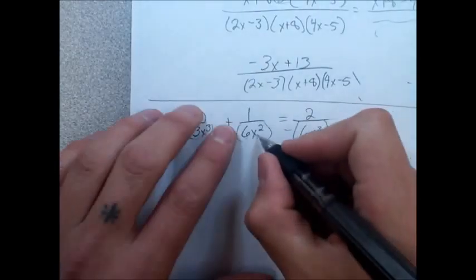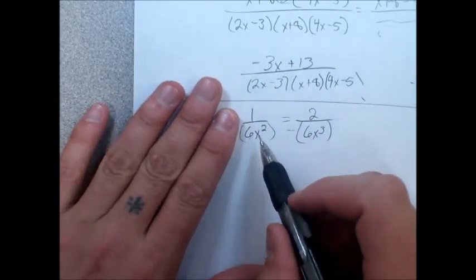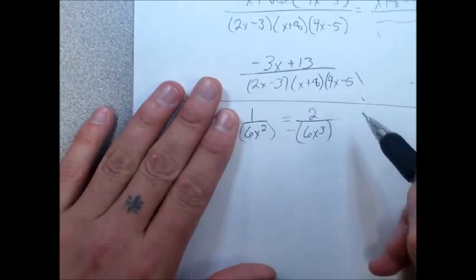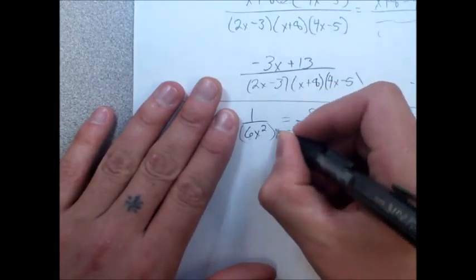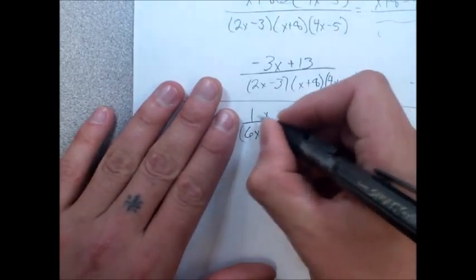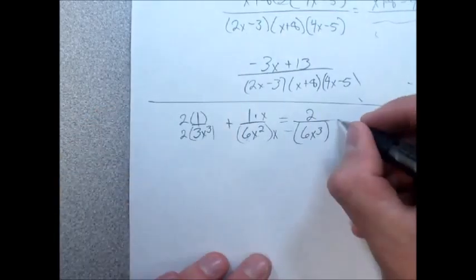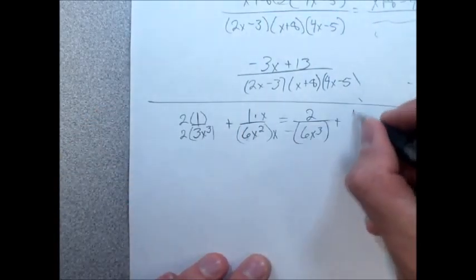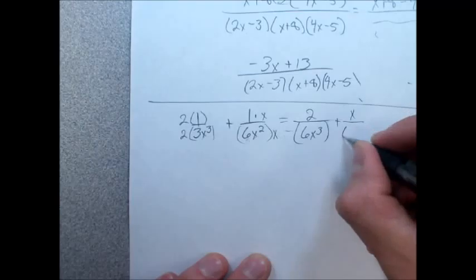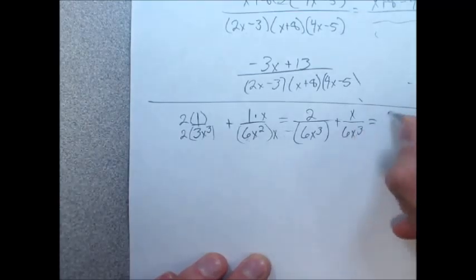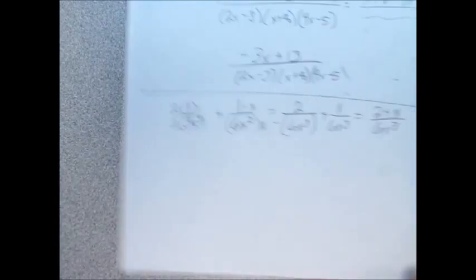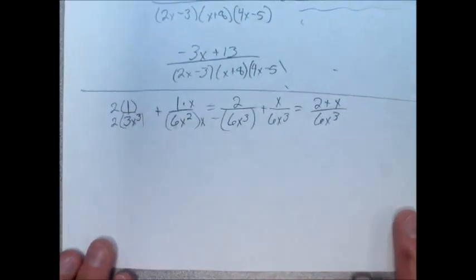And then right here I say, what do I need to multiply 6x squared by to get 6x to the third? I would need to multiply it by an x. So what I do to one side, I must do to the other. And I get 1 times x, which is just x, over 6x to the third. So my final answer is just 2 plus x over 6x to the third. And that's as far as you can go. You can't do anything else to it.